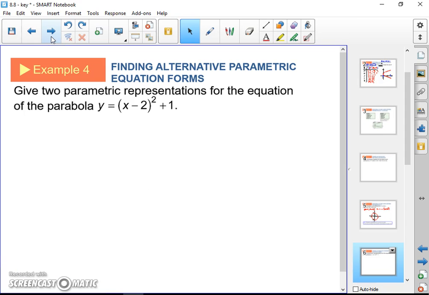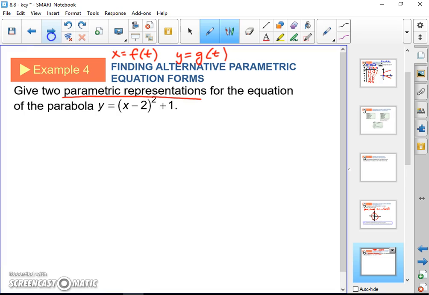Let's look at example 4. Give 2 parametric representations for the equation. Okay. Now remember what parametric representations are. When they say that, they're talking about x equals some function of t and y equals some other function of t. That's what they want. And so give 2 different representations. What they're asking us to do is just basically make something up.